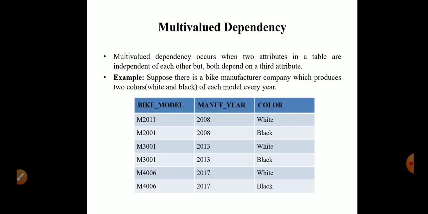So next I am going to explain what is multi-valued dependency. Multi-valued dependency occurs when two attributes in a table are independent of each other but both depend on a third attribute. Suppose there is a bike manufacturer company which produces two colors of each model every year. So this table consists of bike model, manufacturer year and color.